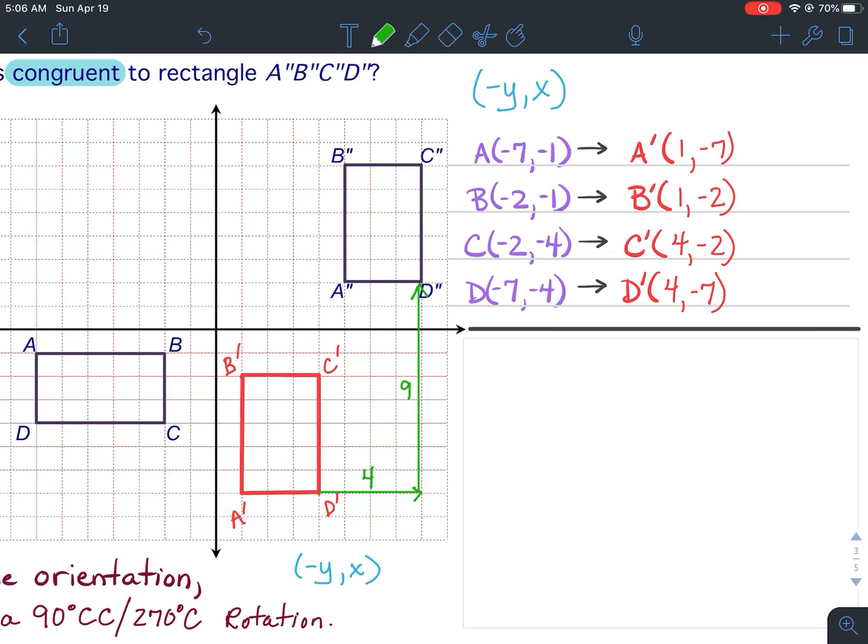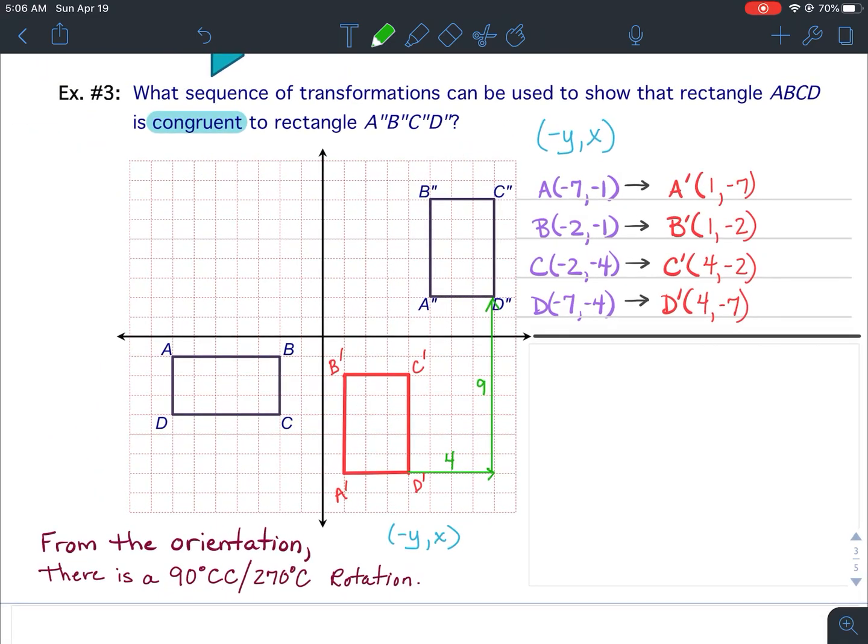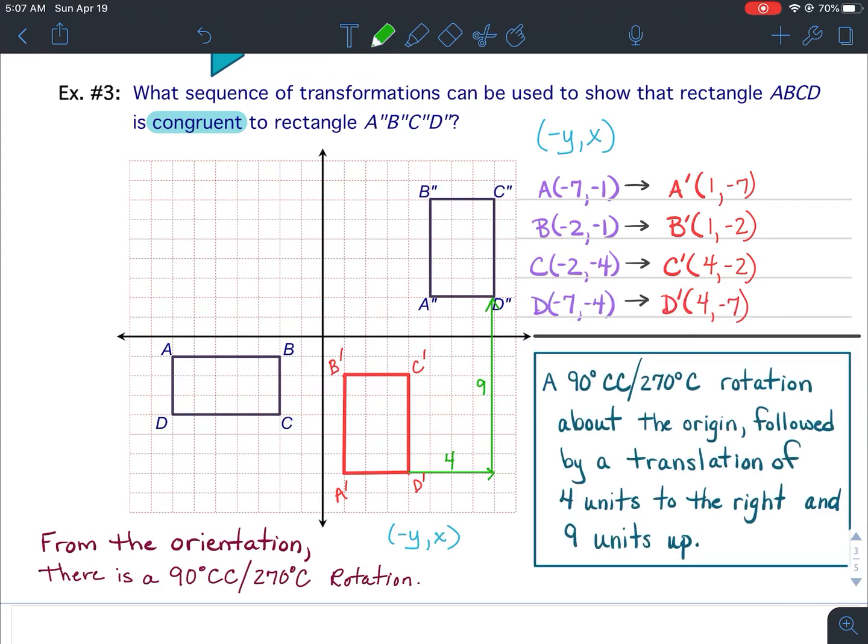So, what was the sequence of transformations that occurred to go from A, B, C, D to A double prime, B double prime, C double prime, D double prime? First, there was a 90 degrees counterclockwise or 270 clockwise rotation about the origin, followed by a translation of 4 units to the right and 9 units up. Go ahead, pause your video, get the rest of that written down.